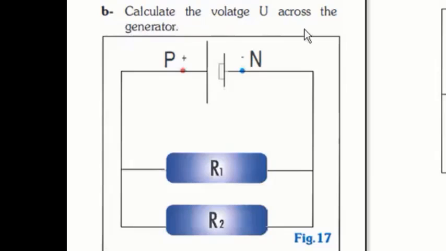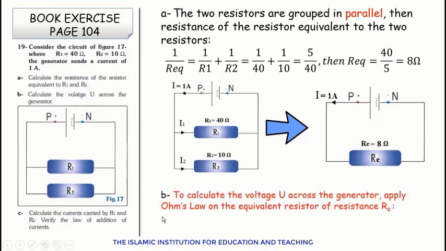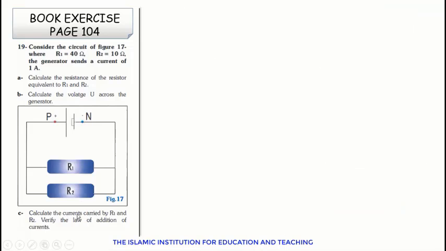Part B. Calculate the voltage U across the generator. To calculate the voltage U across the generator, we will apply Ohm's law on the equivalent resistor of resistance Re. So U equals Re times I, 8 ohms times 1 ampere. This was calculated in part A, and 1 ampere is given, so it is equal to 8 volts.